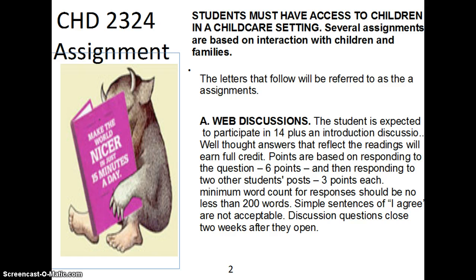There are 15 total topics, 14 plus the introduction. Each one is worth 10 points total. I do not like to see the words "I agree." Anytime you respond, please be specific. I do look at proper spelling and grammar.